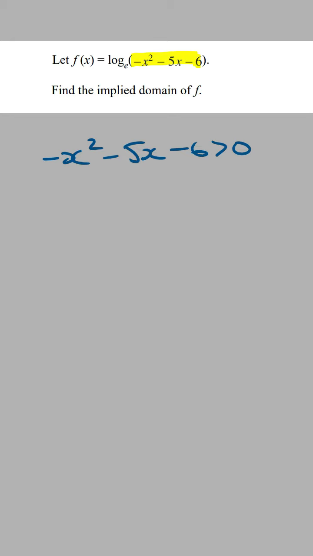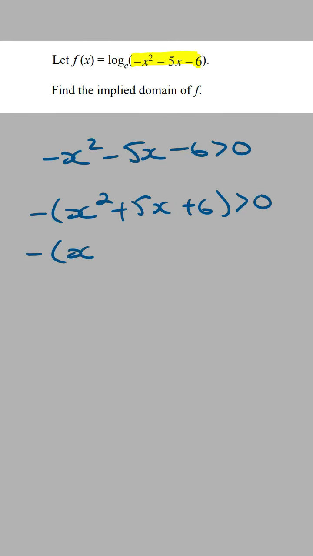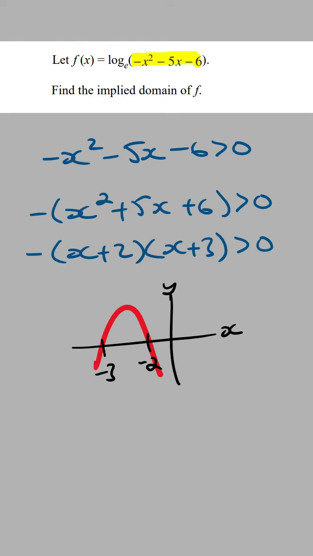To do this, we're first going to need to factorize this, and so taking out minus 1 as a factor, we can write this as minus times x squared plus 5x plus 6, and this has to be larger than 0. And so factorizing this now, this is going to be minus times x plus 2 times x plus 3, and this has to be larger than 0. From here, sketching this graph, we know that this is going to be a negative parabola with x-intercepts at minus 2 and at minus 3.